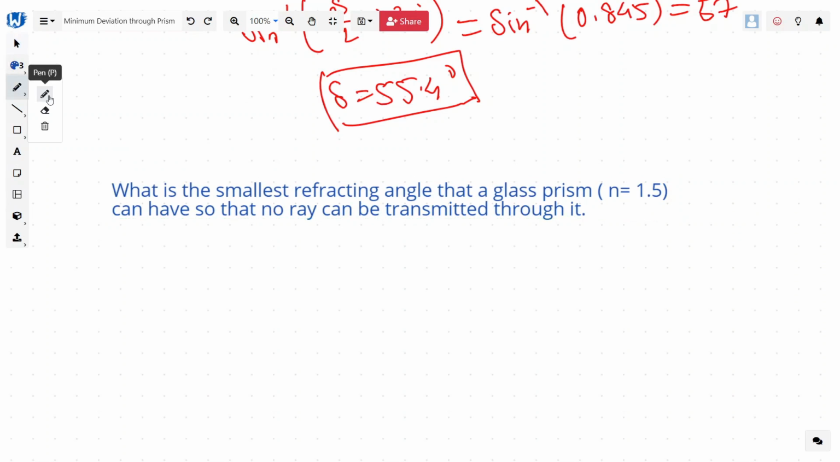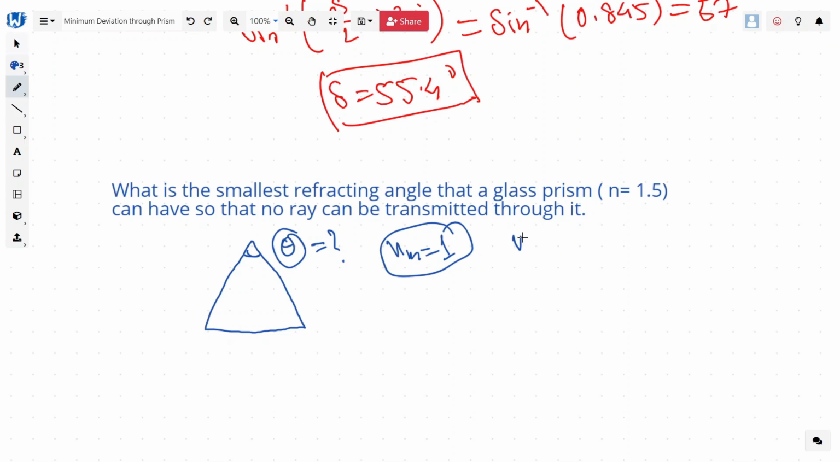So now let's see what we have got. We have a prism, and we want to know the refracting angle of that prism. We want to know this angle, usually the apex angle, the refractive angle of the prism, which is theta. Theta is not known, and we know that it is in air, so n of m, the medium, is 1, and n of p is 1.5.